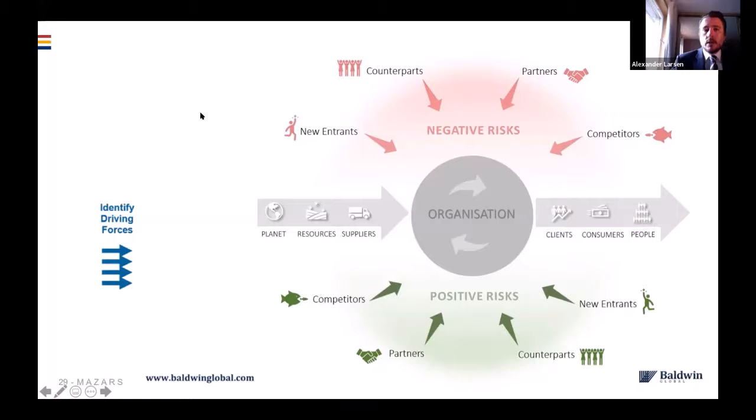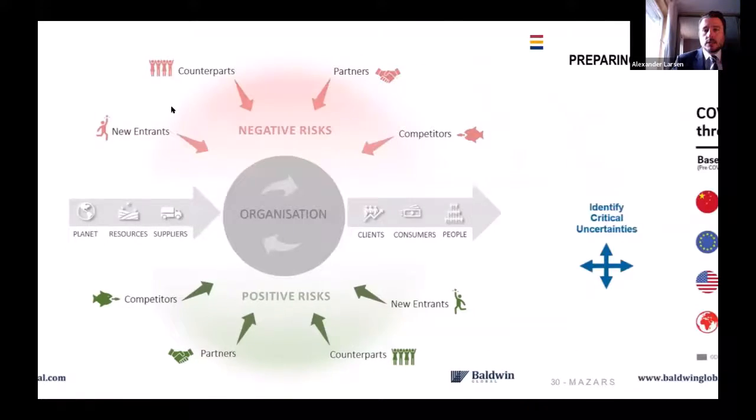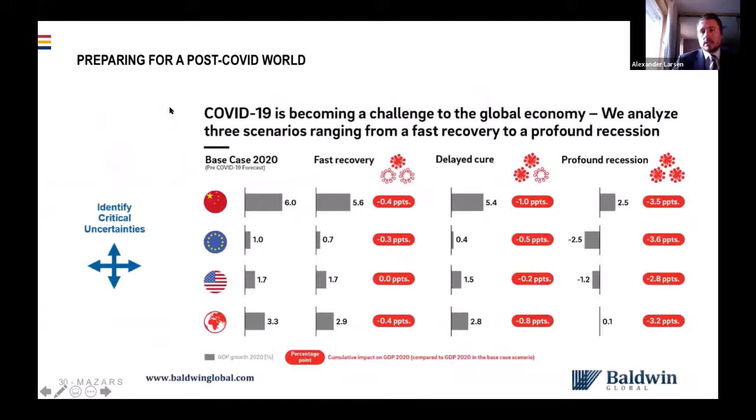Again, it's a good starting point for us to identify what drives our business, because then we can start looking at the critical uncertainties. And this is a very simple critical uncertainty that was highlighted earlier, the global economy. We can build 3 basic scenarios, and you might find that China, for example, is a key driver in our business. We might sell a lot of Chinese goods, or trade a lot with the European Union, or America, or just globally. And we can have a base case, fast recovery, delayed cure, and profound recession. These are just simple examples of what might change. And I think this is captured nicely in Mazars' free tool that was already demonstrated. You can put this kind of thing in there.